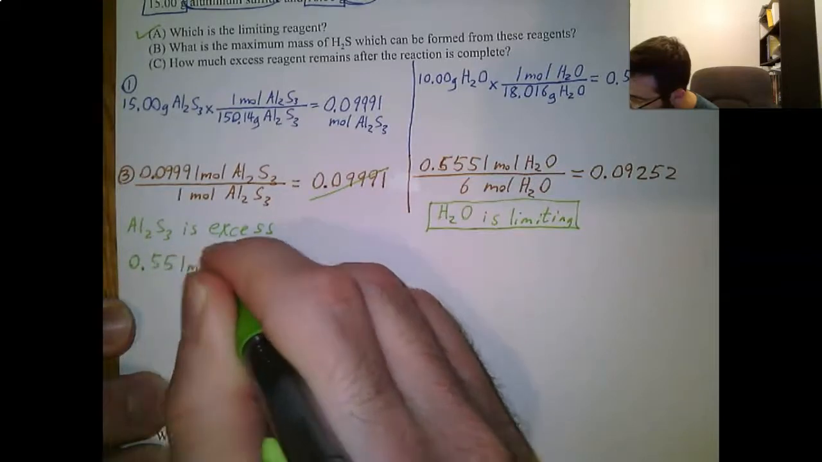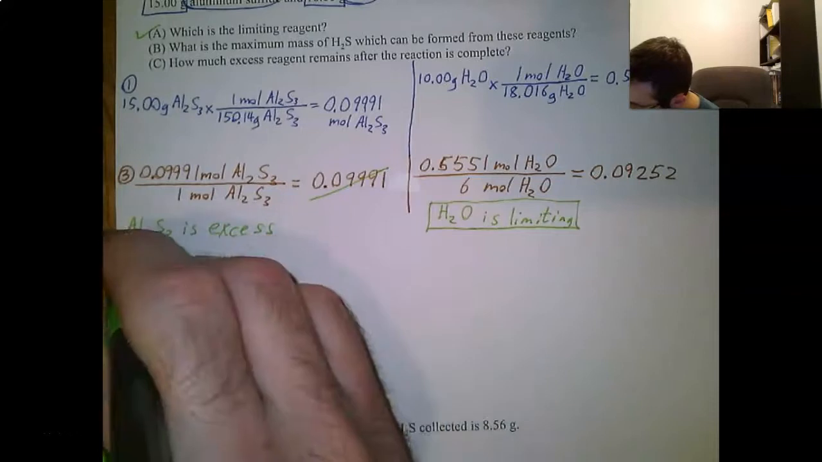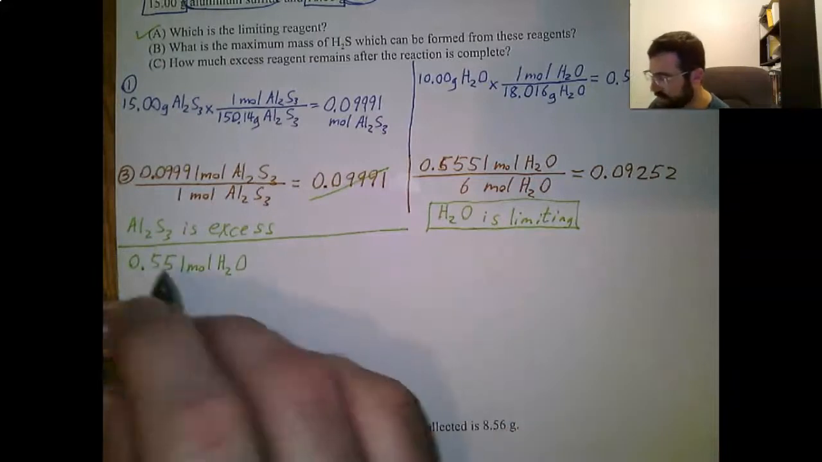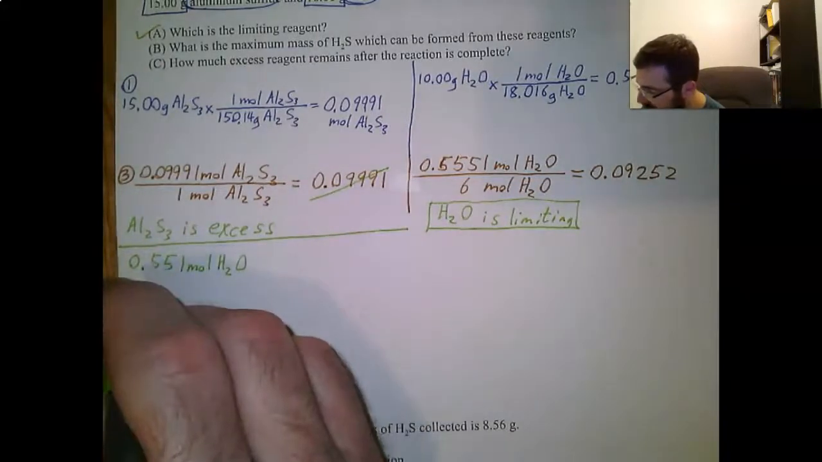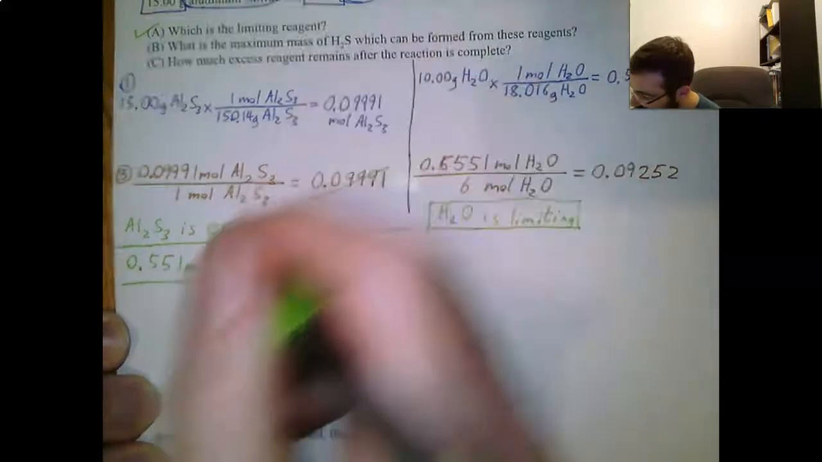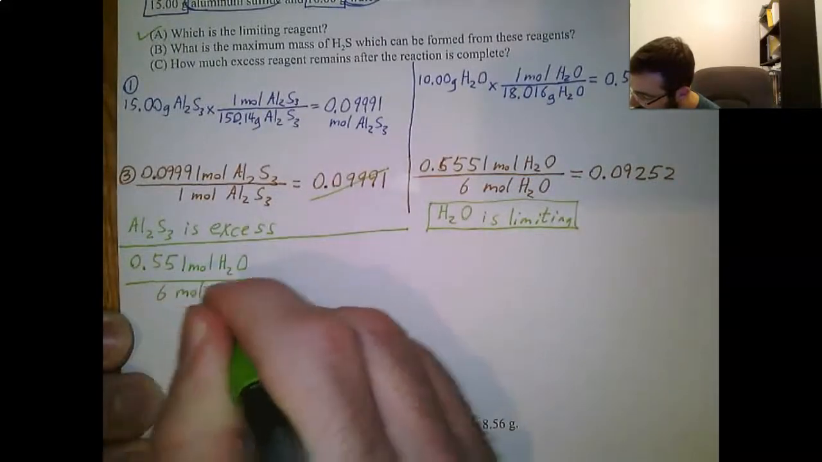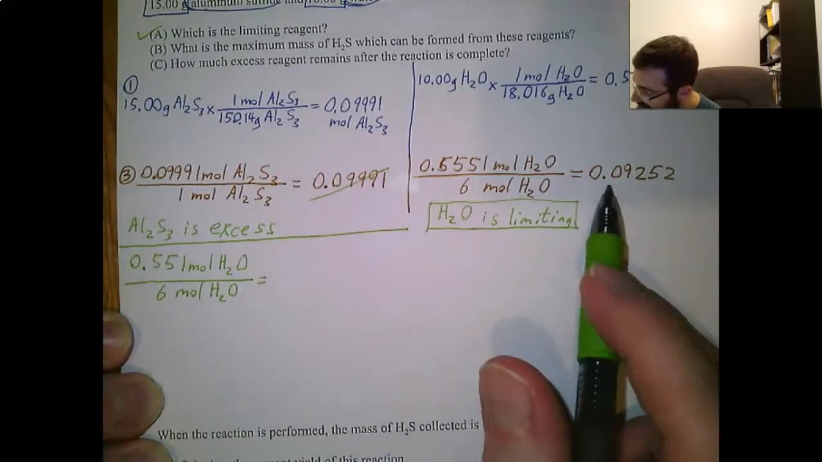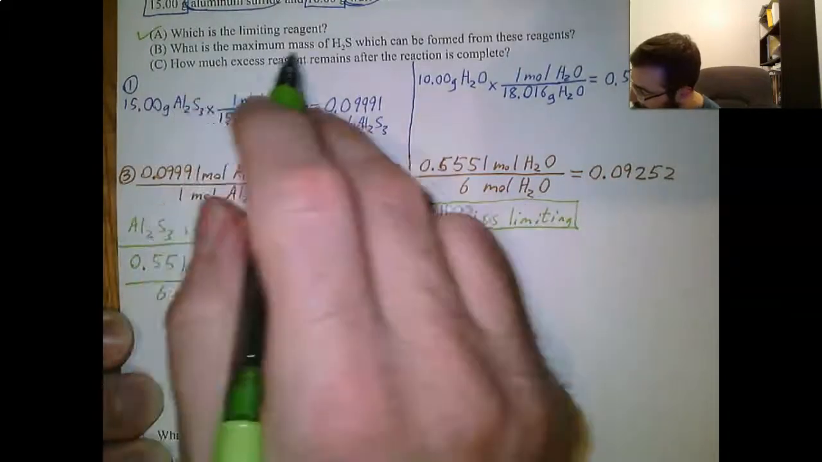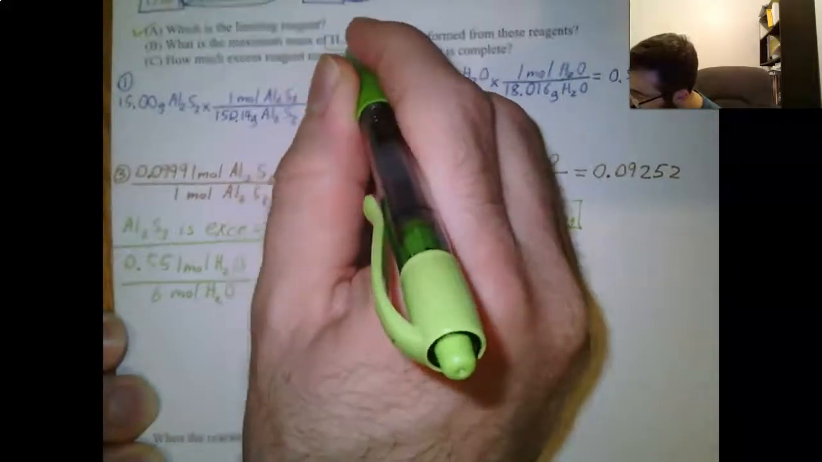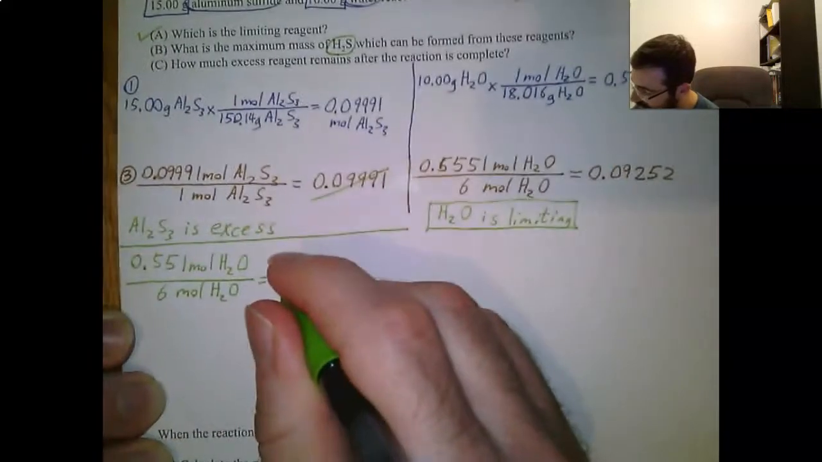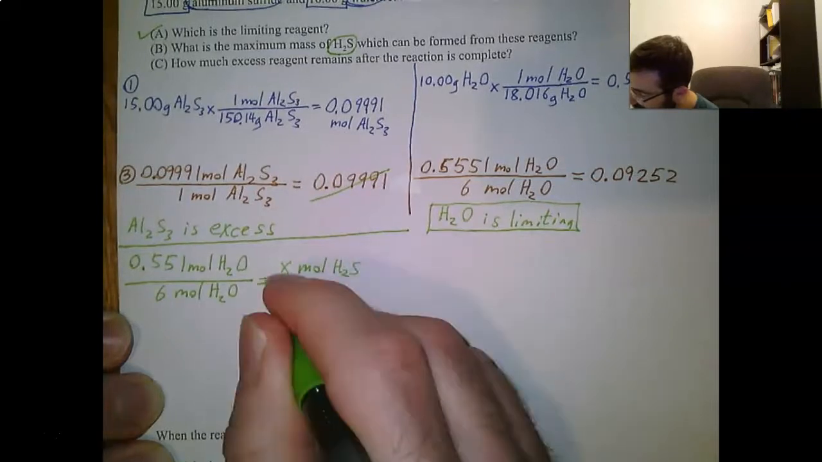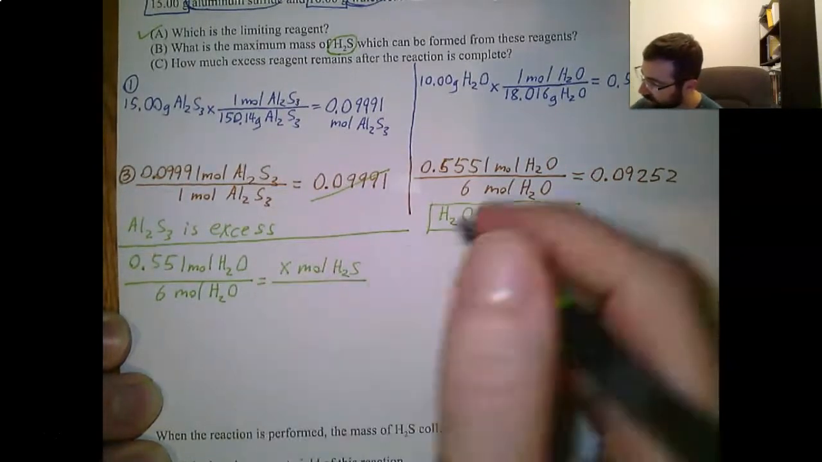0.551 moles of H2O. I'm going to draw a line here because I don't want any confusion about what's happening. 0.551 moles of H2O over 6 moles of H2O equals, and I'm looking for maximum mass of H2S, so X moles of H2S over 3 moles of H2S.